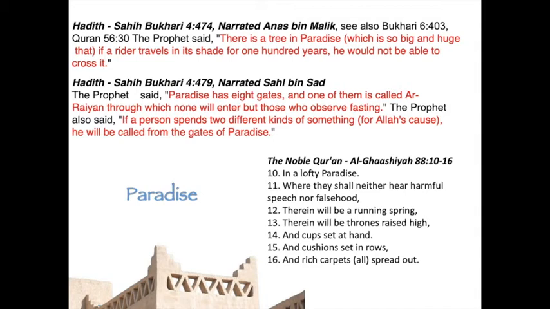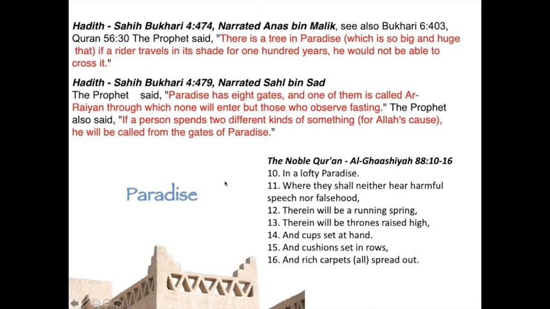For instance, in Sahih Bukhari's 4th book, there is a tree in paradise which is so big and huge that if a rider travels in its shade for 100 years, he would not be able to cross it. And again in Bukhari, later in the same book, paradise has 8 gates. One of them is called Ar-Rayyan, through which none will enter but those who observe fasting.